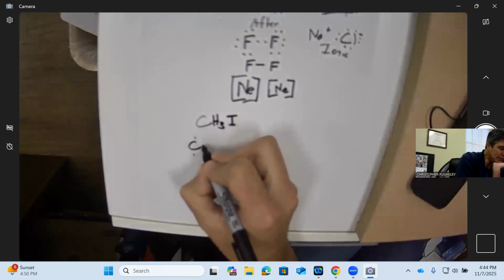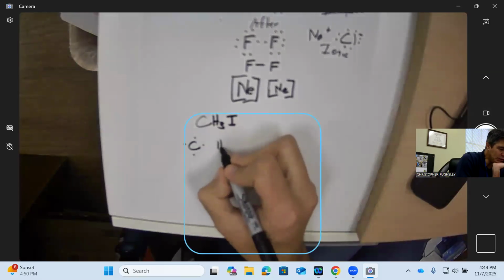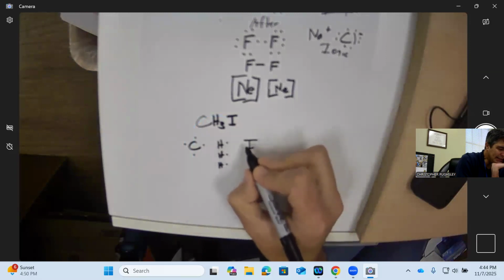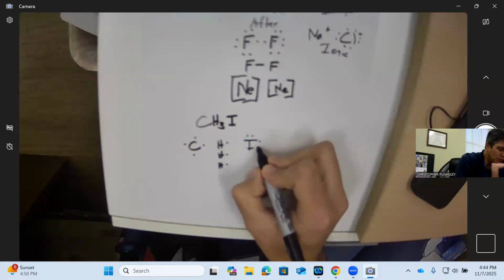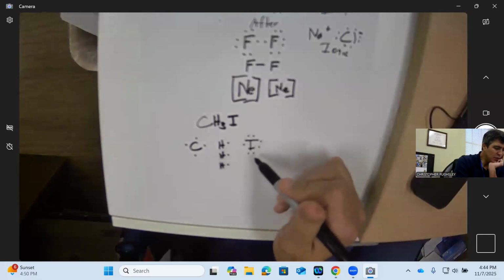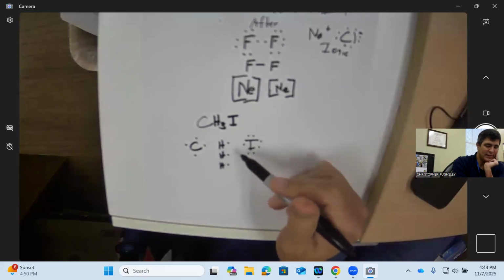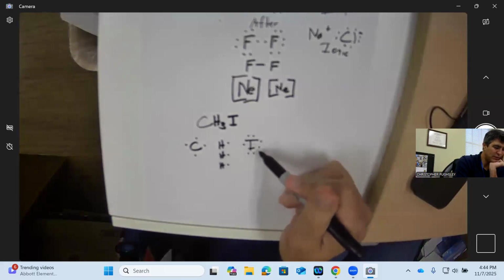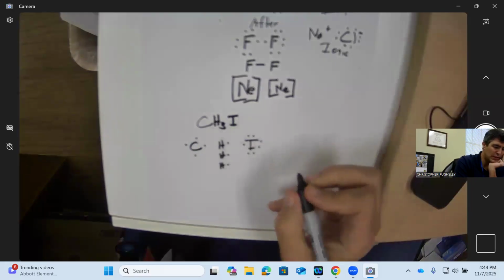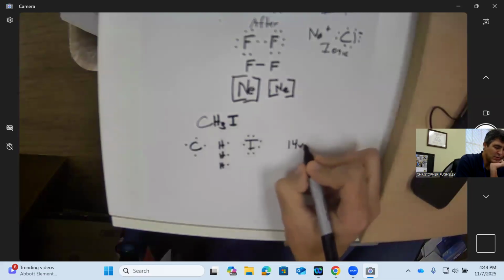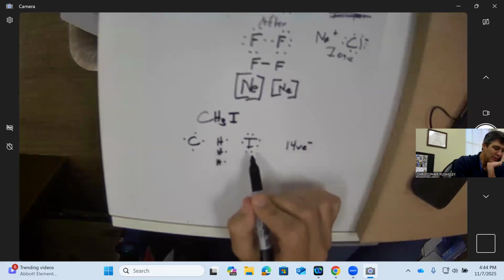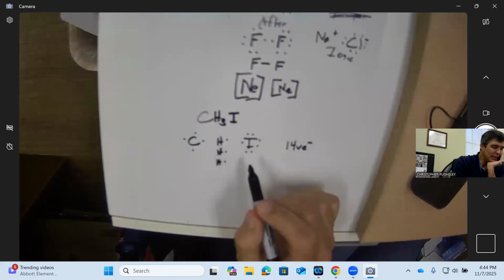So carbon has got 4. Hydrogen, we got 3. All right, and iodine has got 7. Okay. And so those are all our dot diagrams. Then we count how many valence electrons it is. 1, 2, 3, 4, 5, 6, 7, 8, 9, 10, 11, 12, 13, 14. 14 valence electrons.